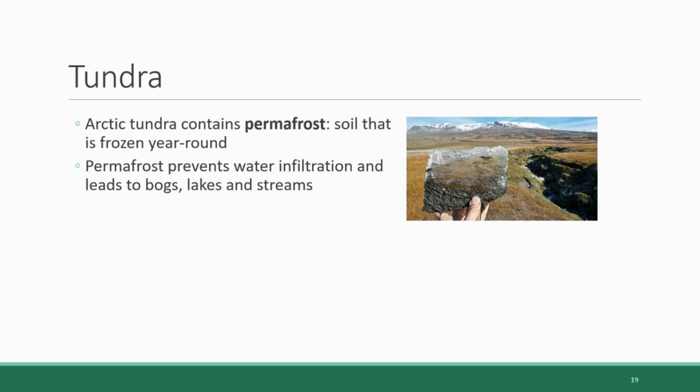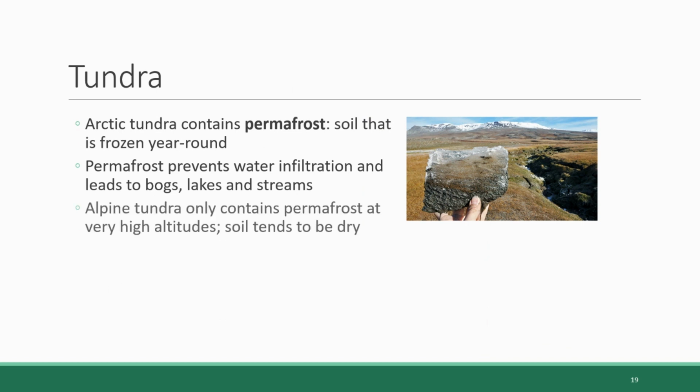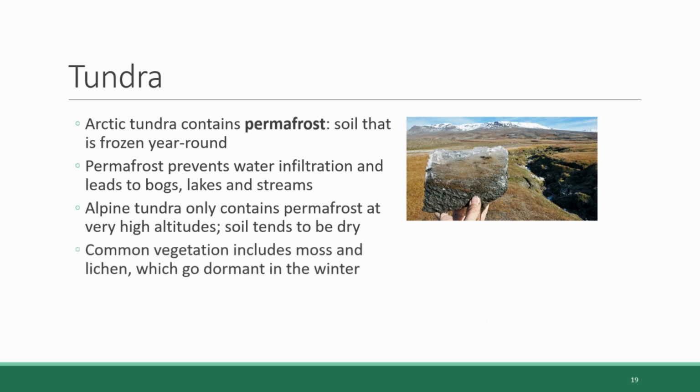Alpine tundra, the type that occurs on mountaintops, only contains permafrost at very high altitudes. So you don't get the same effect where the soil resists water infiltration. And instead, alpine tundra tends to have dry soil. Because trees cannot grow in tundra, common vegetation includes low-growing plants like moss and lichen, and these go dormant during the winter when everything around them is frozen.